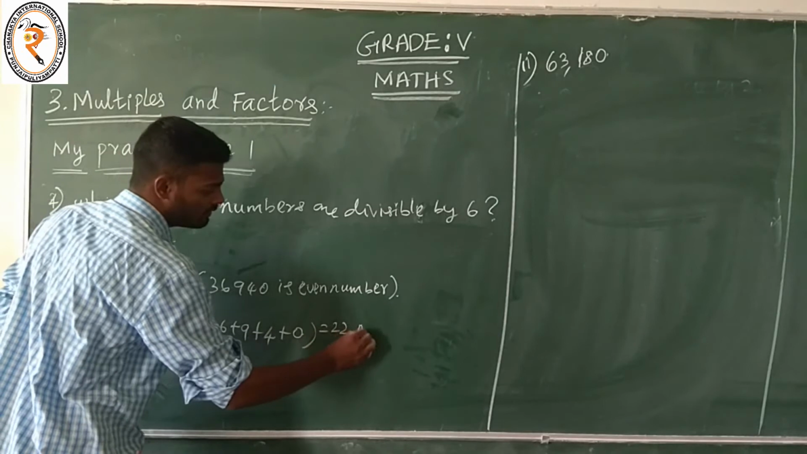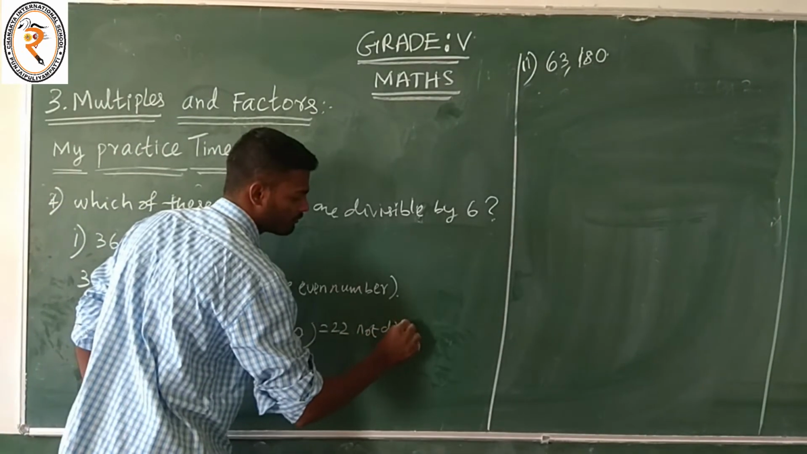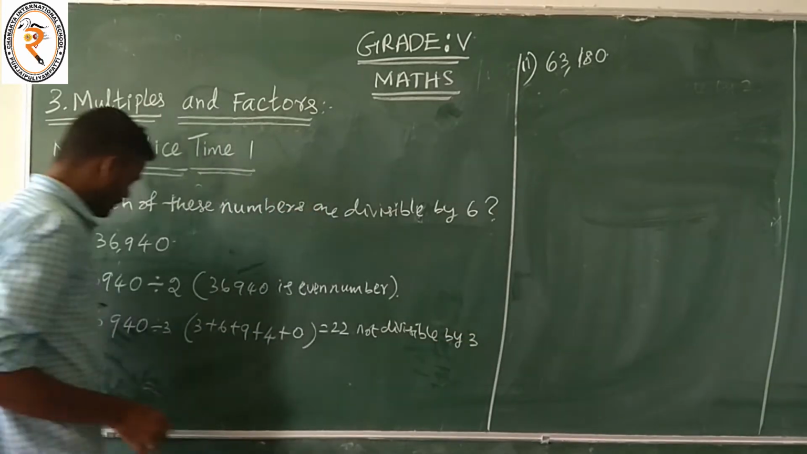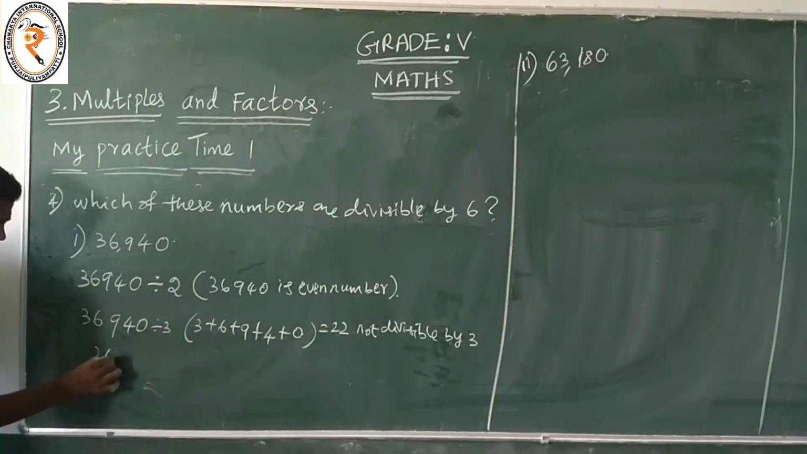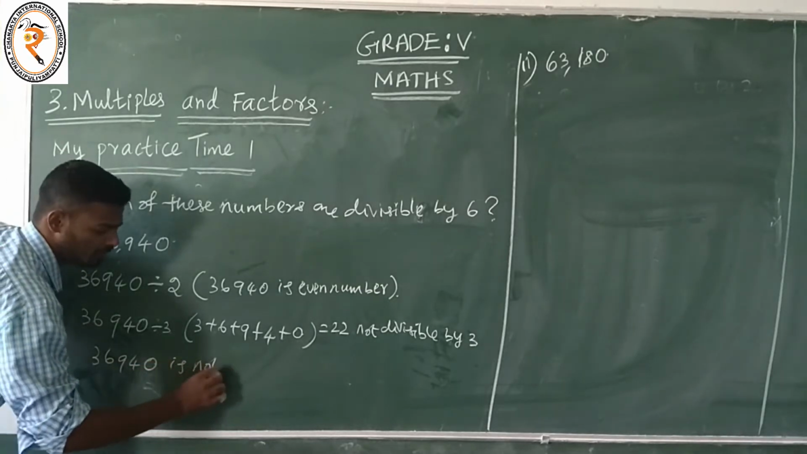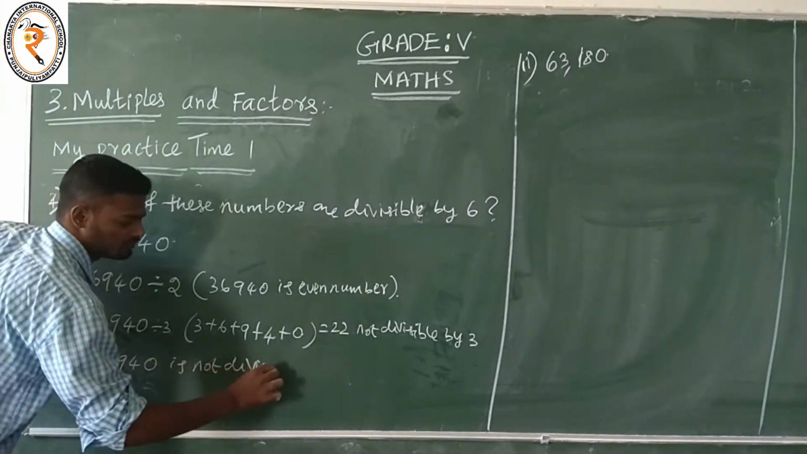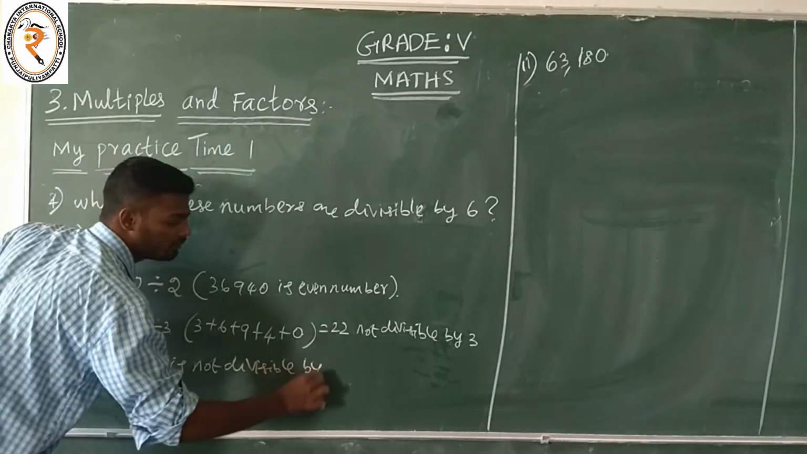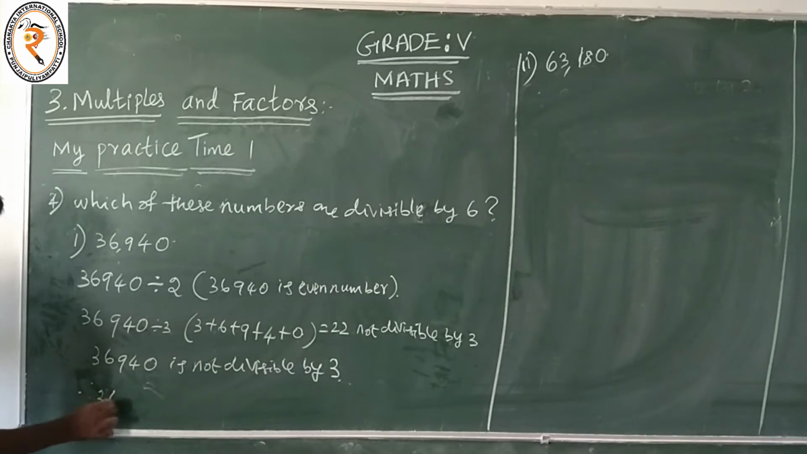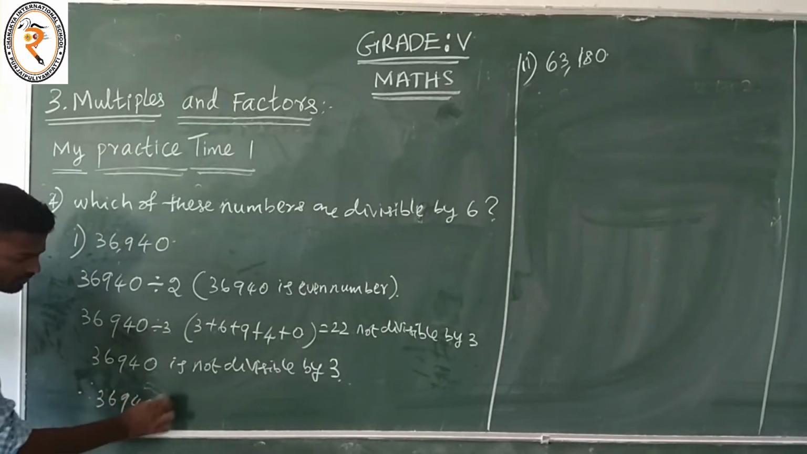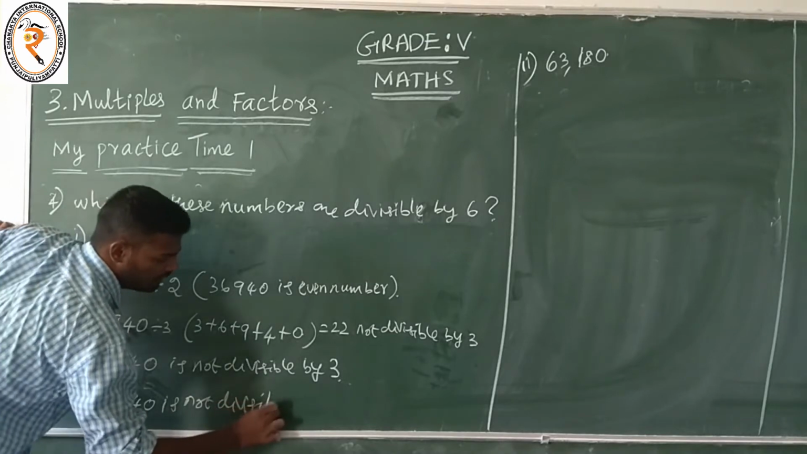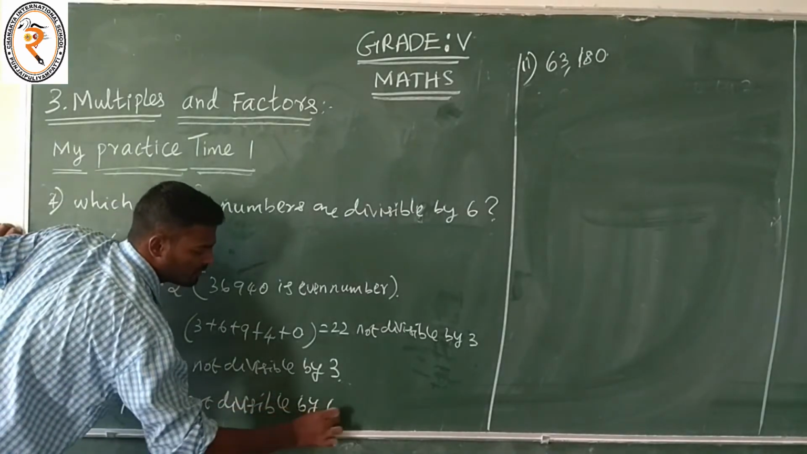So 22 is not divisible by 3. Therefore, 36,940 is not divisible by 3. Therefore, 36,940 is not divisible by 6.